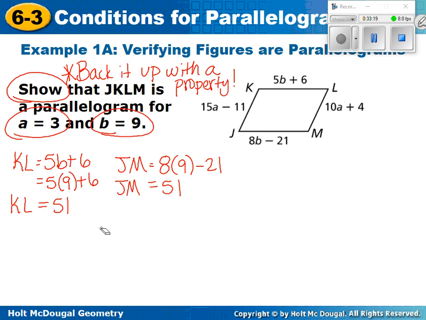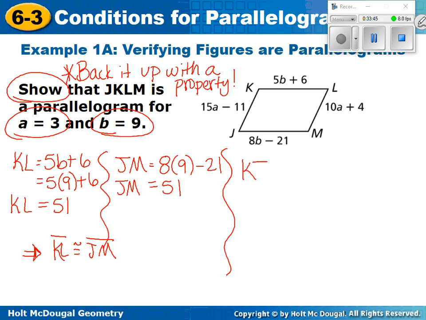And then it's really great notation if you show that those two sides now are congruent. So we could say that this implies KL is congruent to JM. So we found those two distances. Now we know the opposite sides are congruent. Does that make sense? Okay, and then let's do the next two sides. So we have KJ is 15 times A, which is 3 minus 11. What do we get for KJ? 34.